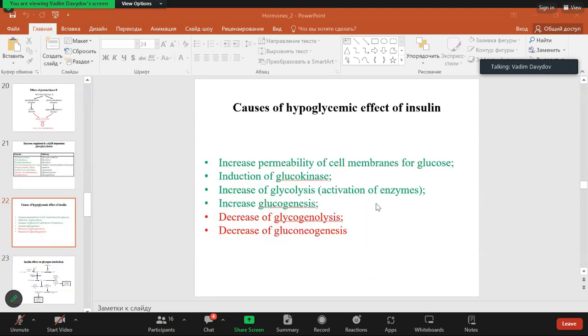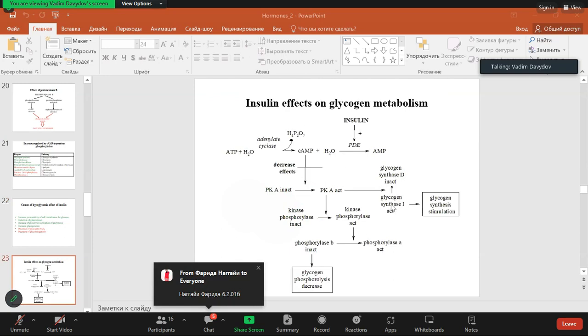So, my dear colleagues, that is the metabolic effect of insulin. Here you may again see some information about the effect of insulin on certain processes: permeability of the cell membrane for glucose, induction of glucokinase, and so forth. We already talked about that process.